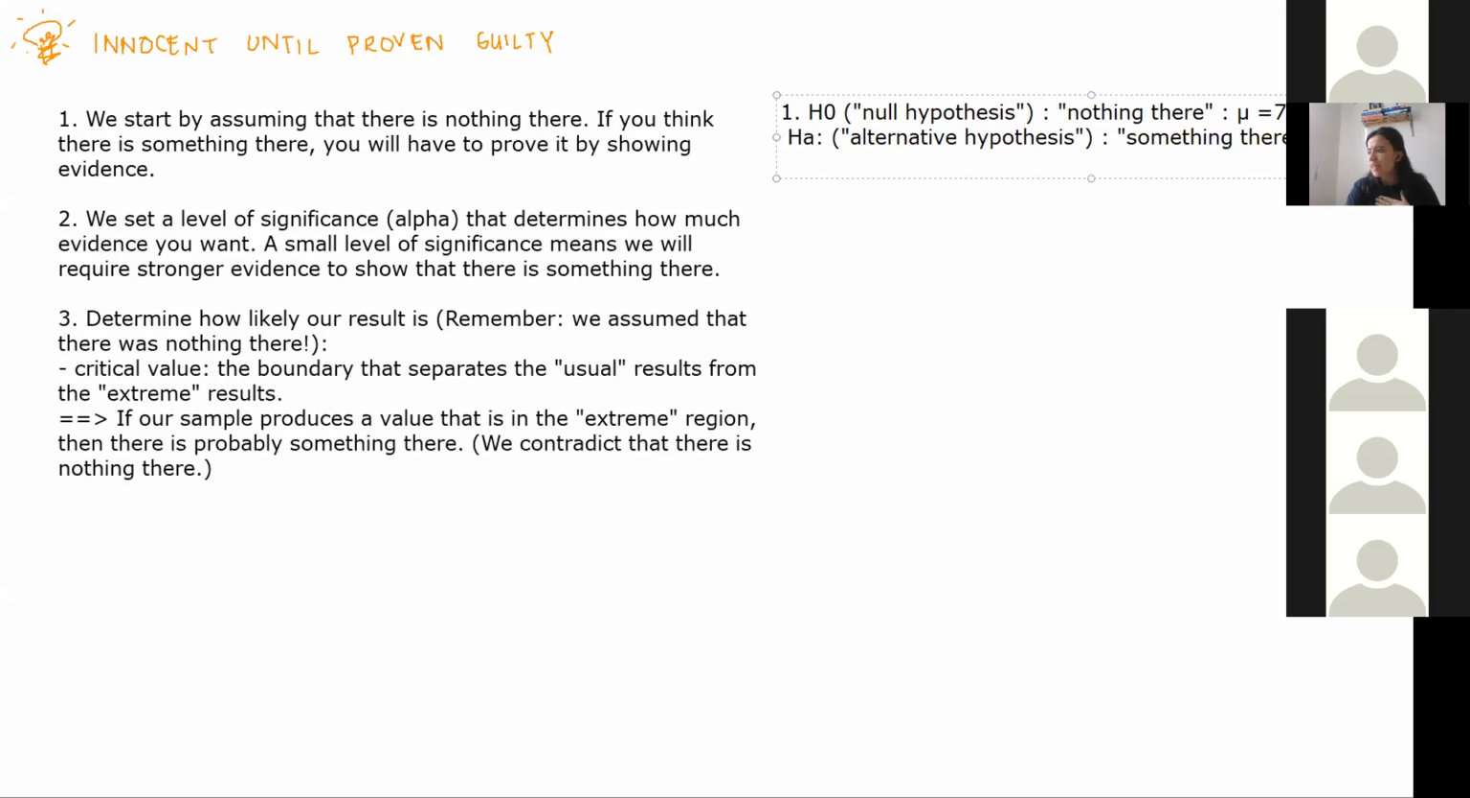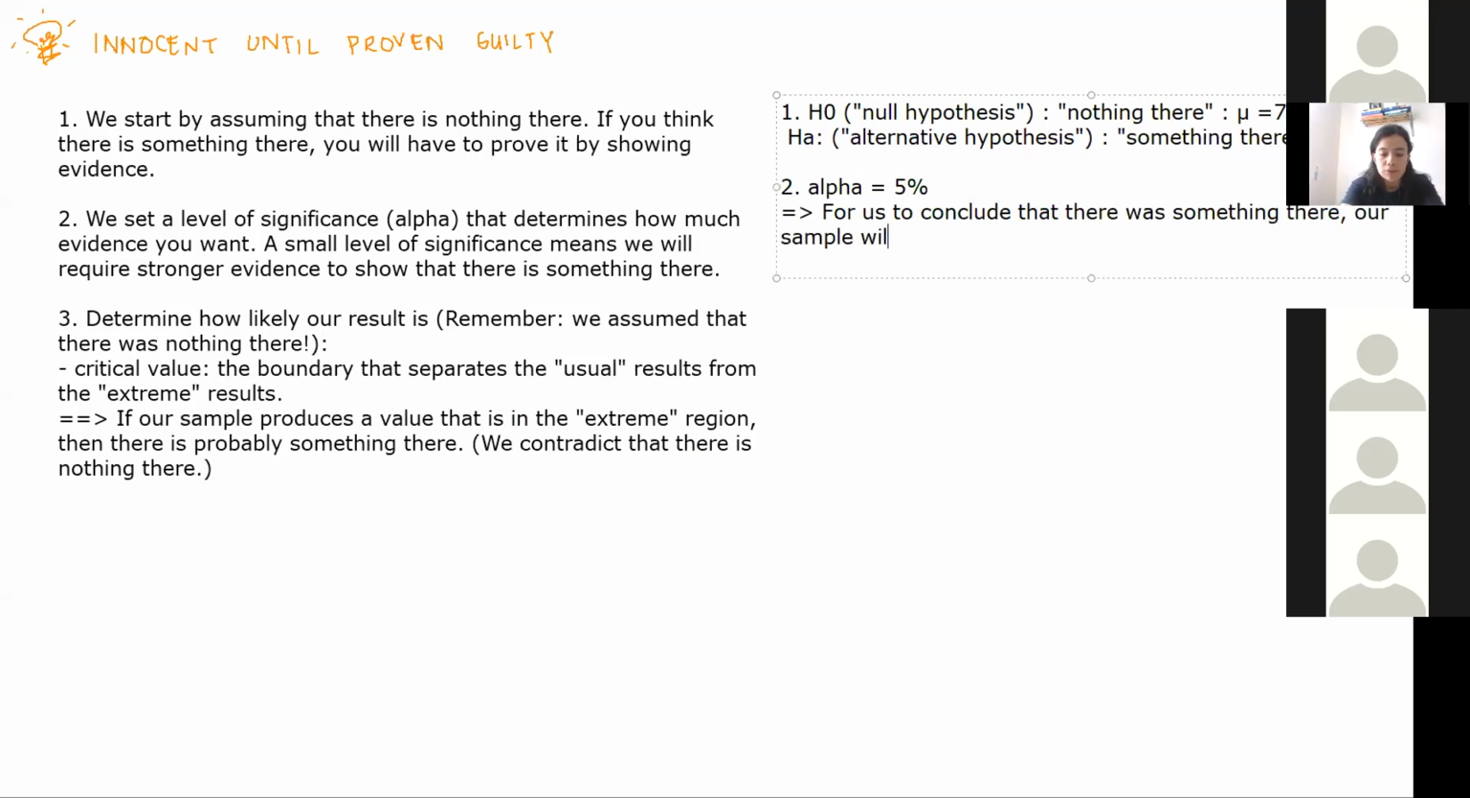Then we set a level of significance, which was the thing that we said, okay, actually, if you're in the top 5%, I'll believe you. So in this case, we set alpha to be equal to 5%. And so that meant that for us to conclude that there was something there, our sample will have to be in the 5% or the alpha percent, depending on what the value is. This could be 1%, 10%, whatever it is, in the 5% most unusual values.